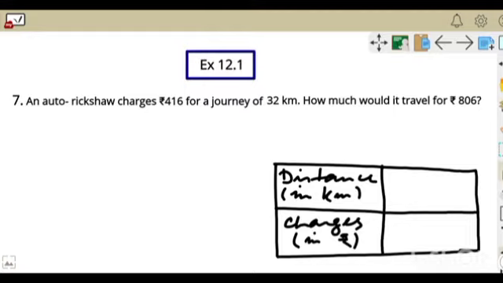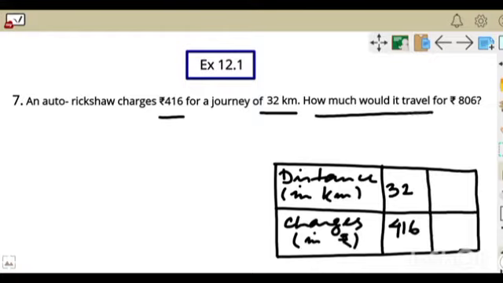So next, what happened here? When the distance is 32 kilometer, the charges is 416. So let me write here: distance is 32 kilometer and the charges is 416. So at the last line, what happened? How much would it travel for rupees 806? If the charges is 806, how much do we have to travel? That means what is the kilometer? What is the distance to be traveled? So let me take it as x.